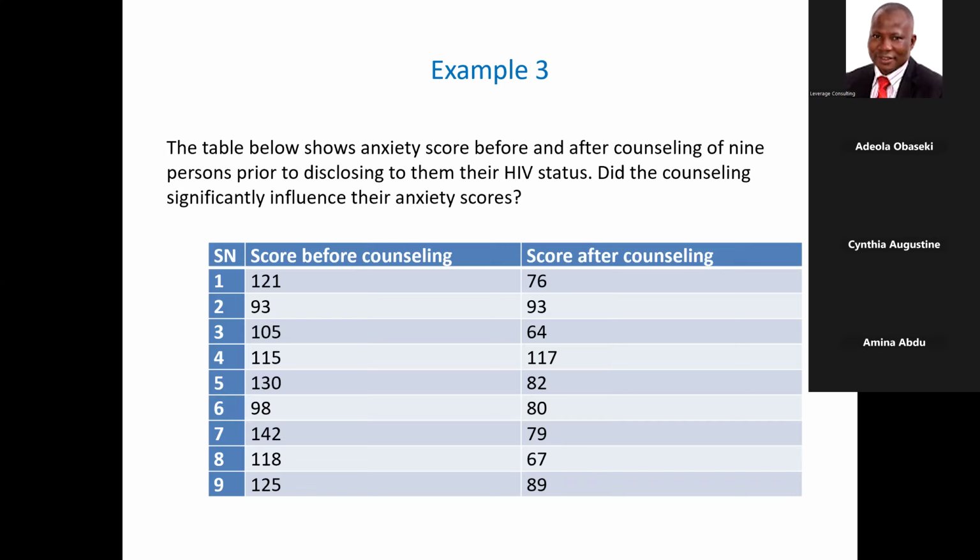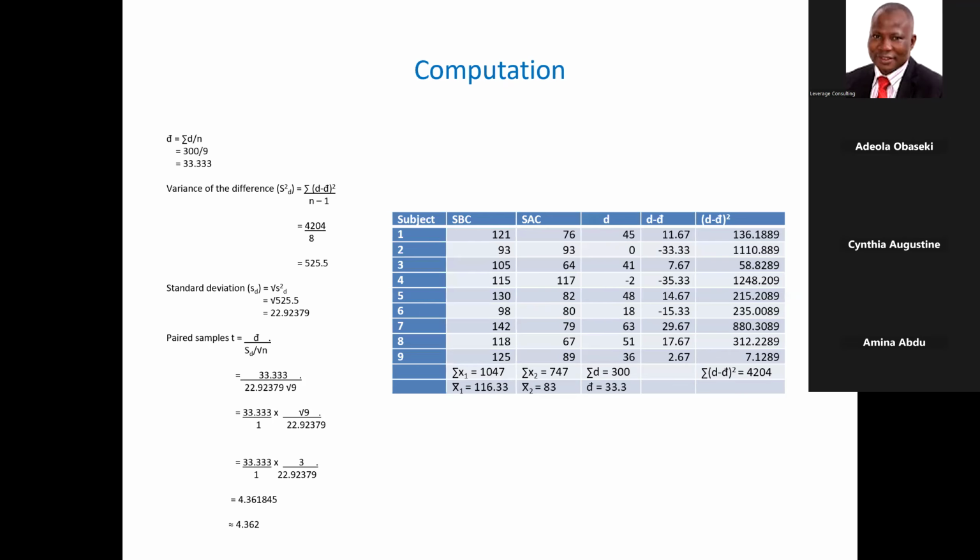So you can see the scores from looking roughly. Generally, the score after is averagely lower than the score before. Not necessarily for all of them; for some, the score was higher. Generally, it appears that the score became lower after the counseling, showing that the counseling helped to improve their anxiety. So if you want to confirm that, you calculate the average of the anxiety. Look at the table.